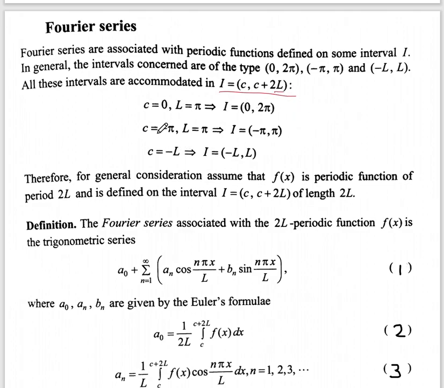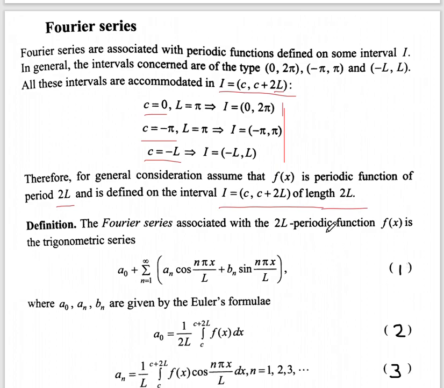If c equals 0, then this interval becomes 0 to 2 pi. If c equals minus pi, then this interval becomes minus pi to pi. If c equals minus l, then this interval becomes minus l to plus l. So these are the intervals which we will use in Fourier series. For general consideration, assume that f of x is a periodic function of period 2l defined on the interval I, which is c to c plus 2l, of length 2l.